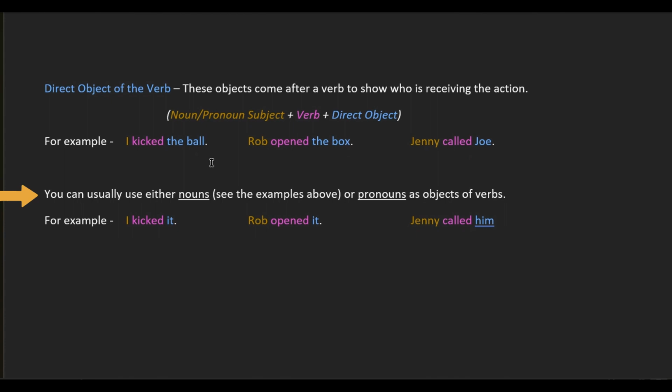And you can use either nouns like we did above with ball, box, and Joe, or we can use pronouns. For example, I kicked it. Rob opened it. Jenny called him.